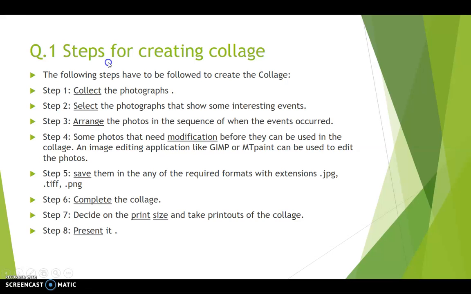Okay, we have to follow some steps when we create a collage. First of all, we have to collect photographs. Then select photographs that show some interesting events. Arrange the photos in the sequence of when the events occurred. Some photos need modification before they can be used in the collage. An image editing application like GIMP or Empty Paint can be used to edit the photos. Save them in any of the required format with extension. Complete the collage. Decide on the print size and take printouts of the collage and present it.